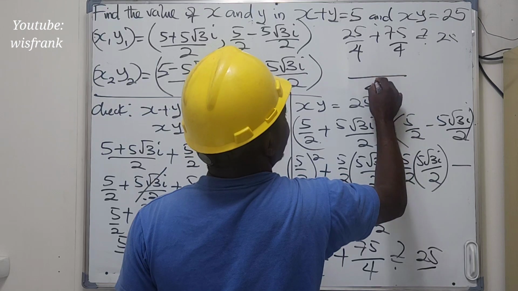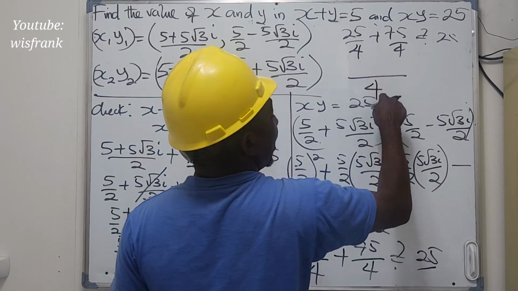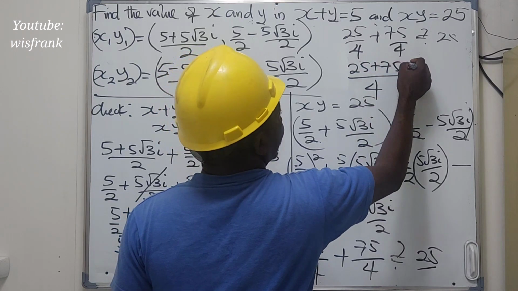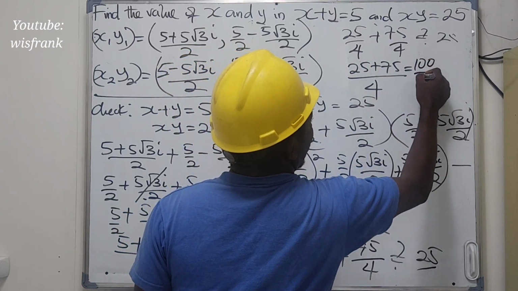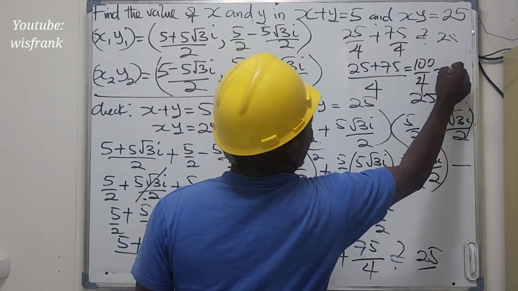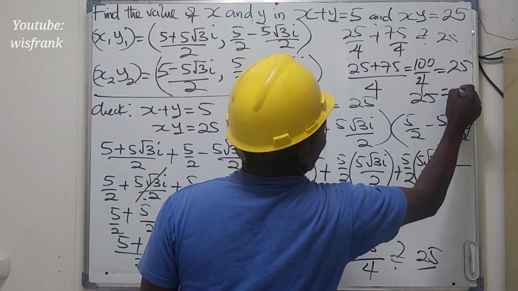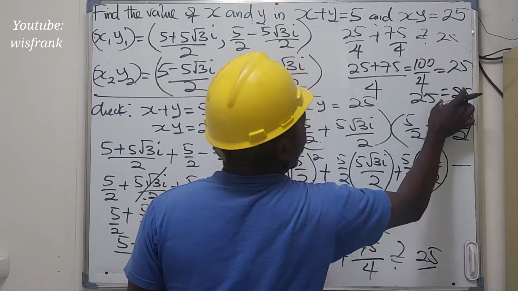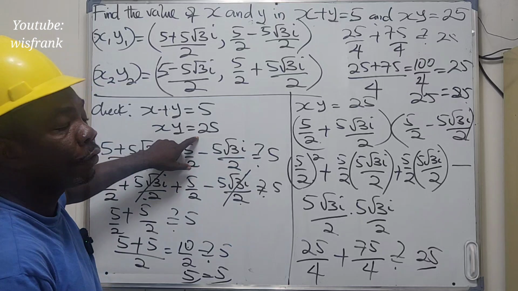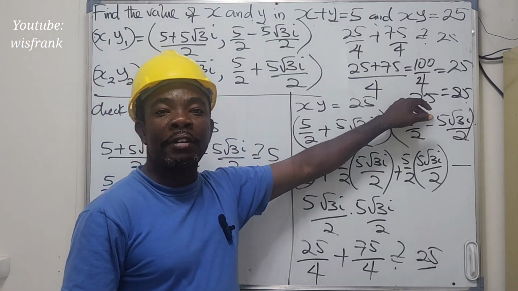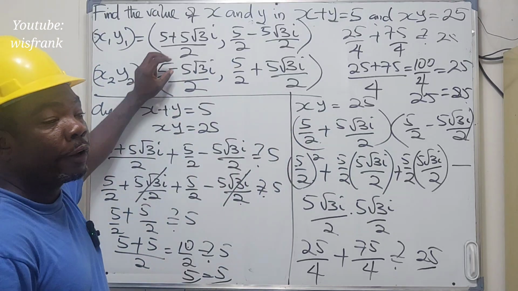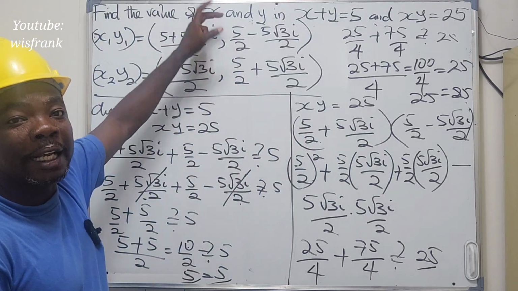LCM of these two will become 4. So here, 4 divided by 4 is 1. 1 times 25, we have 25 plus 75, which equals 100 over 4. 100 over 4 is the same thing as 25. What we have here on the right hand side equals 25, and the product of these two was for us to have 25, and we have 25 on the left hand side and we have 25 on the right hand side. Therefore, the value of xy for the second equation is satisfied.